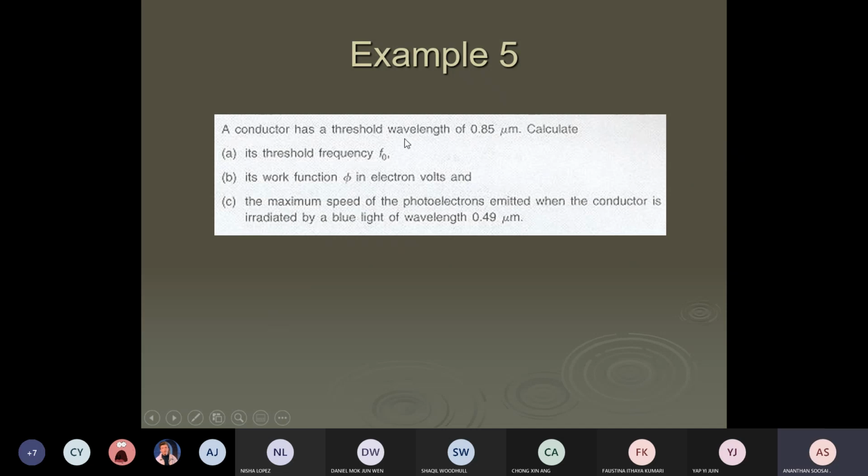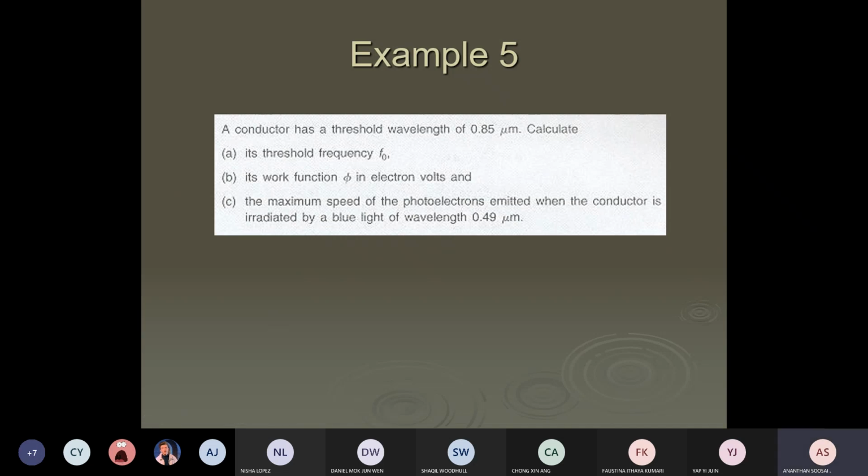A conductor has a threshold wavelength of 0.85 micrometer. Threshold wavelength is the same idea as threshold frequency. Threshold frequency is the minimum frequency required to release an electron. Threshold wavelength is the maximum wavelength of EM radiation required to release an electron. From the threshold wavelength you can find the threshold frequency. So how do you find the threshold frequency from the threshold wavelength?